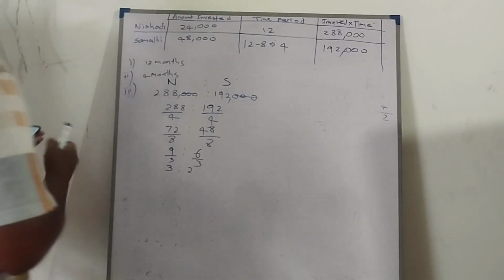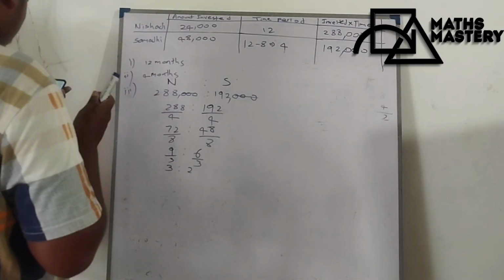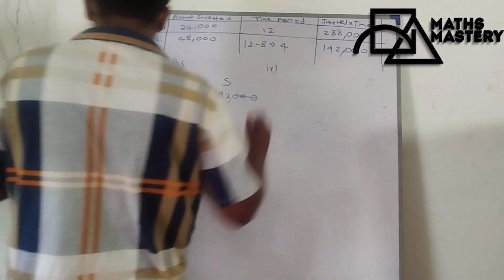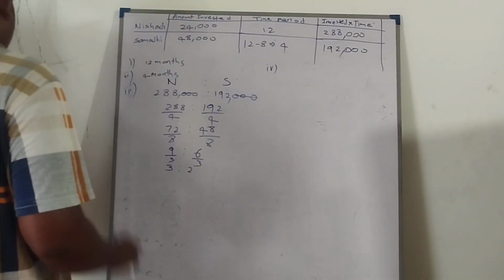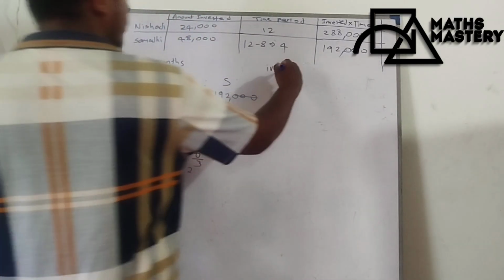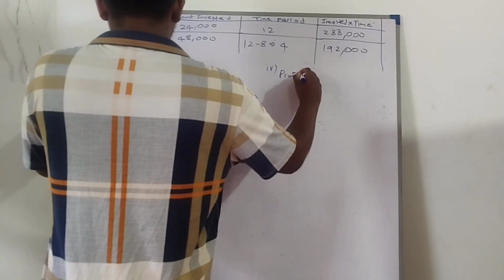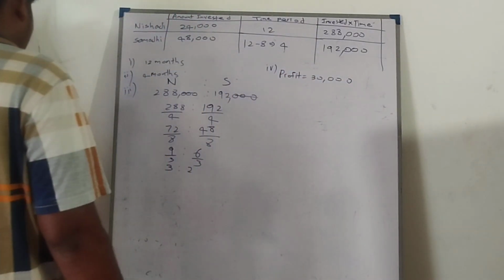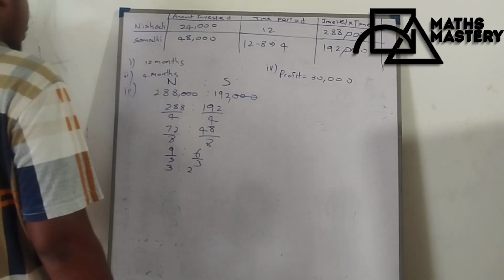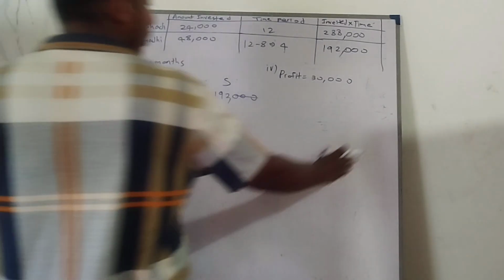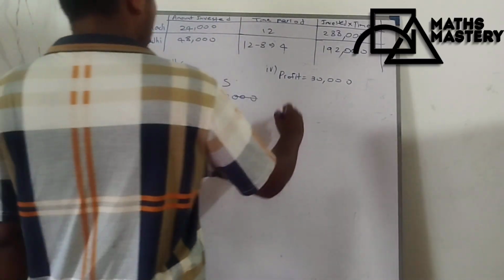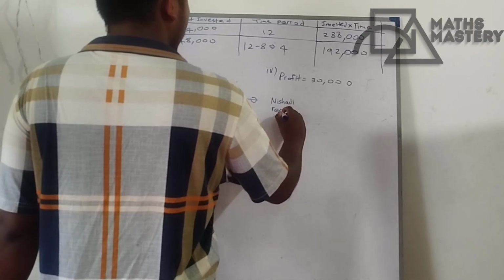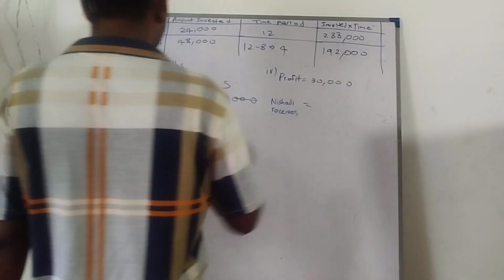Okay, let's go to the next question. Roman number 4. At the end of the year, the profit was rupees 30,000. Find the amount of profit received by each separately. Let's find how much Nishadi receives. So the ratio of Nishadi is 3.